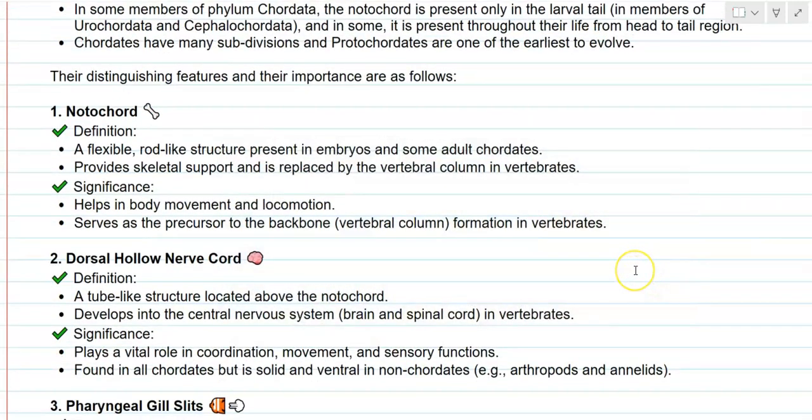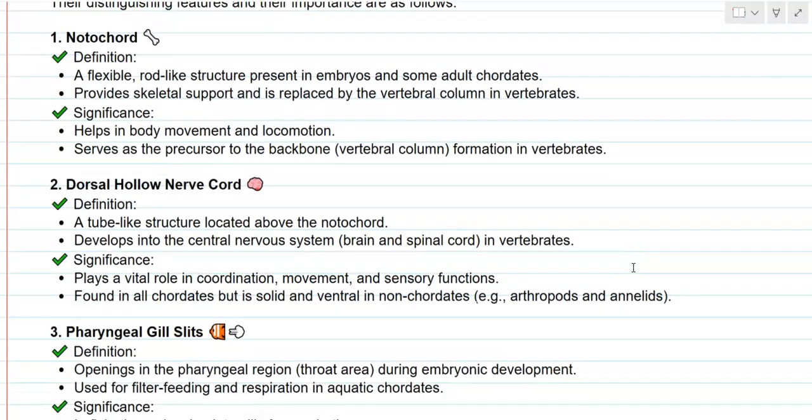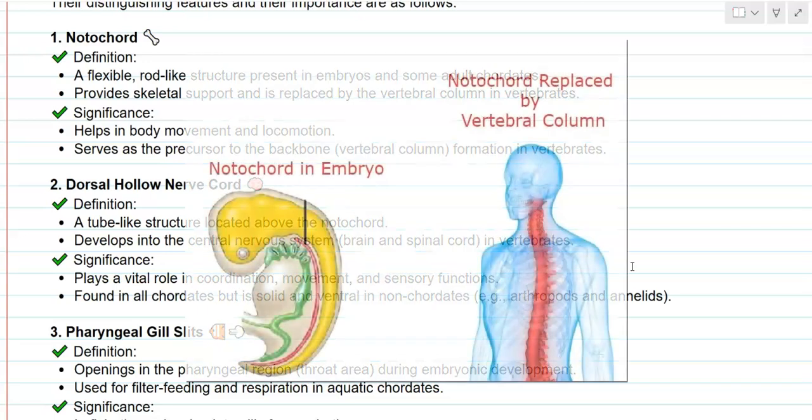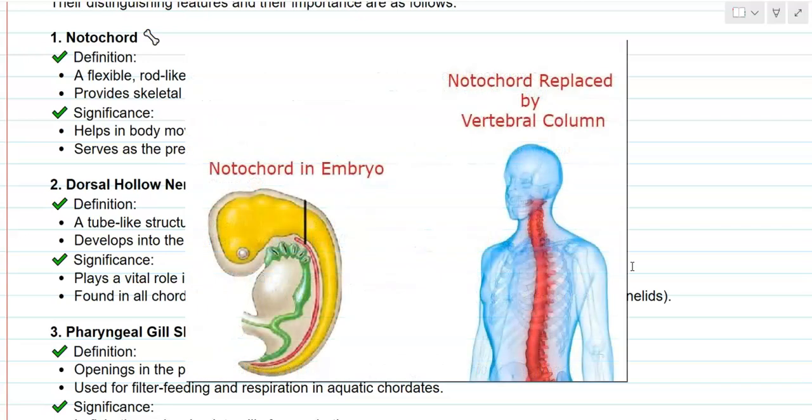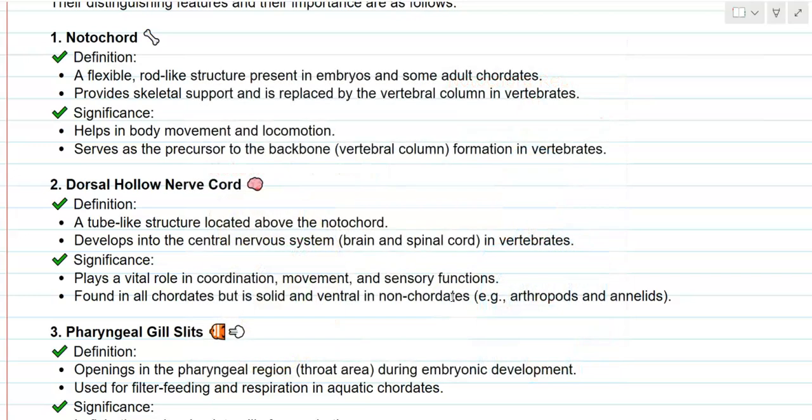Now we look at the distinguishing features and their importance with regard to the chordates. First one is the notochord. It's a flexible rod-like structure present in embryos and some adults of the chordates. It provides skeletal support and it can be replaced by the vertebral column in the vertebrates. It starts from the embryonic stage of development and continues.